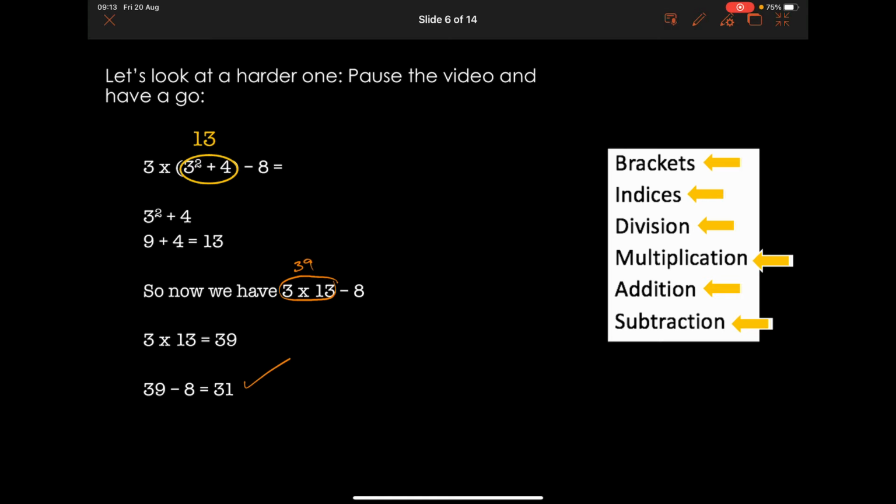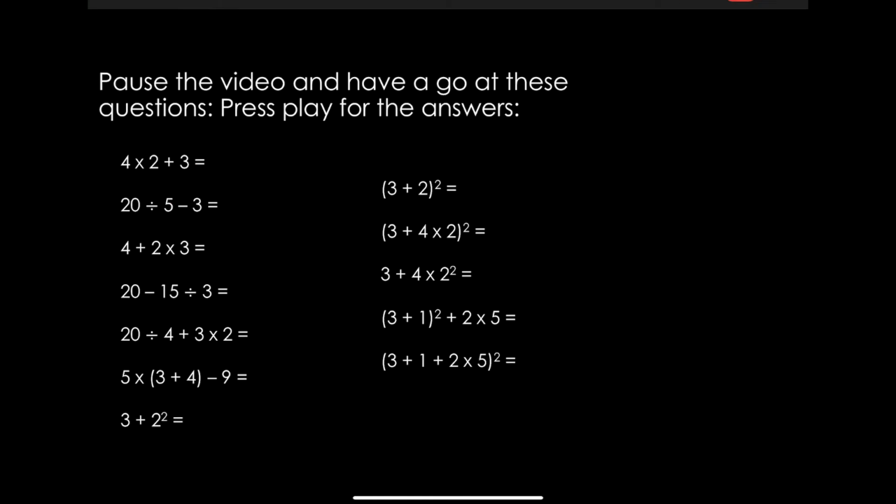So hopefully you feel confident with that now. And what I'd like you to do is pause the video and have a go at these, and then press play and I'll pop the answers up. Okay, if you've had a go at that. So the first one, 4 times 2 is 8, plus 3, 11. Remember to use BIDMAS, obviously.